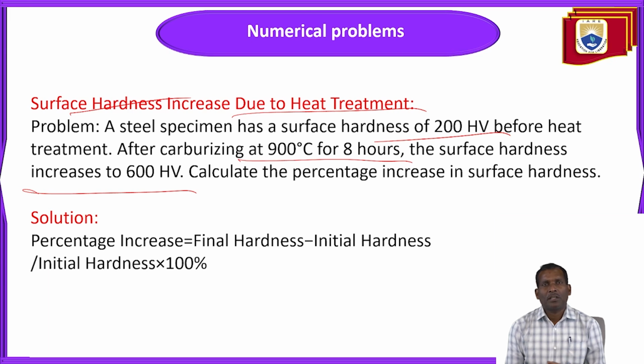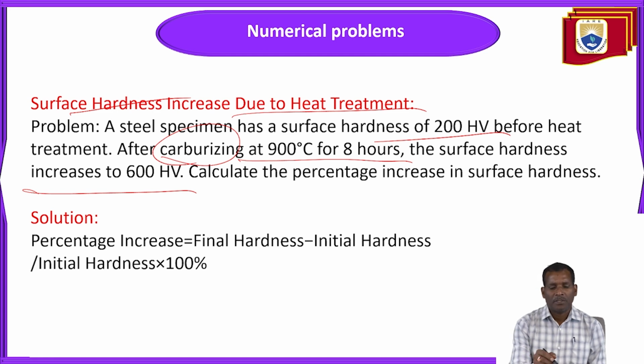Based on this heat treatment process, the given problem is 200 HV before heat treatment. After heat treatment, the treatment type here is carburizing, at 900 degrees centigrade for 8 hours. The surface hardness increases to 600 HV. So now calculate the percentage increase in surface hardness.